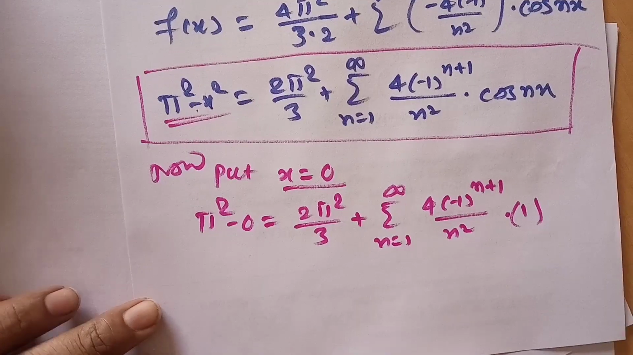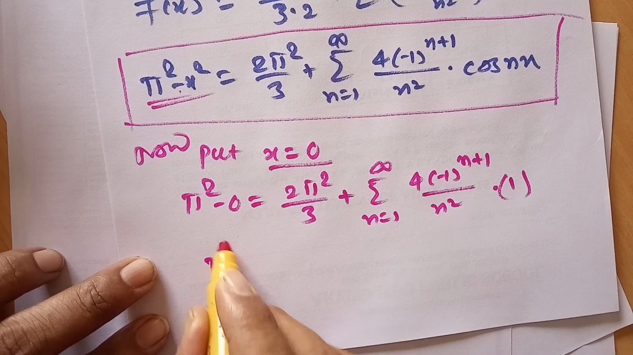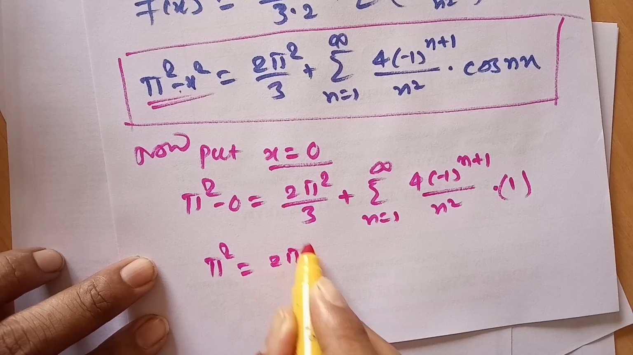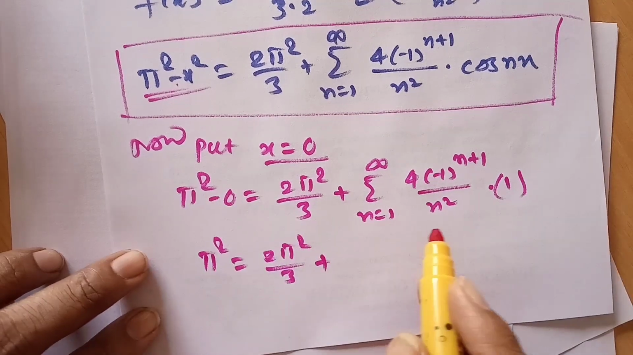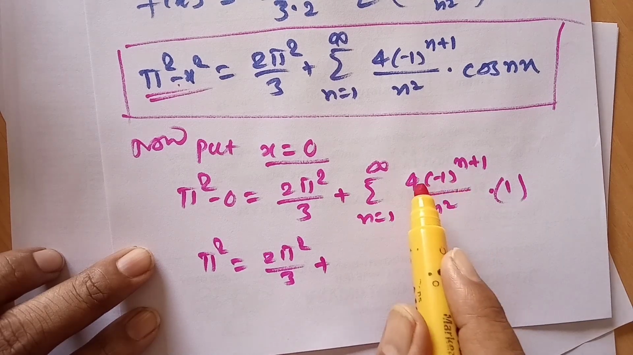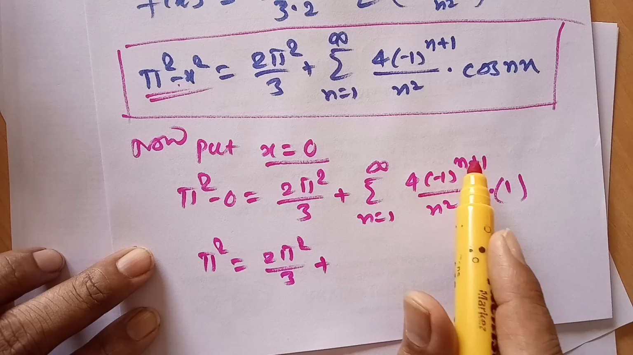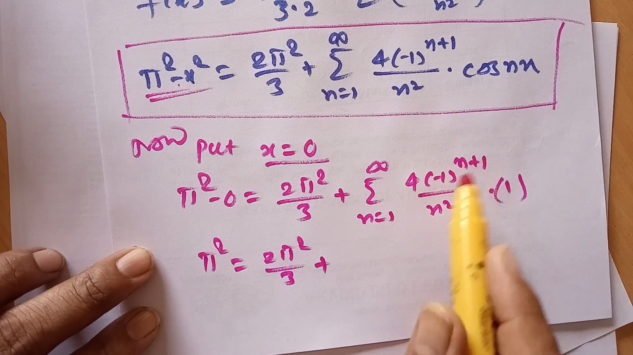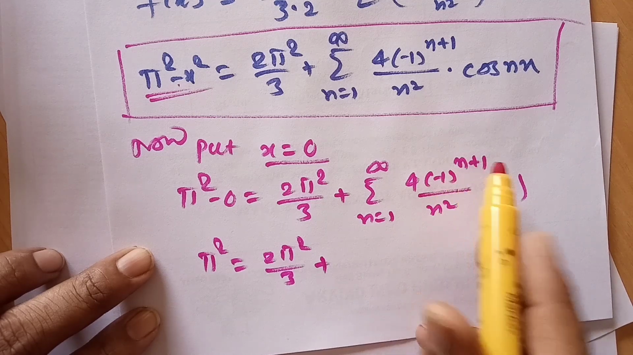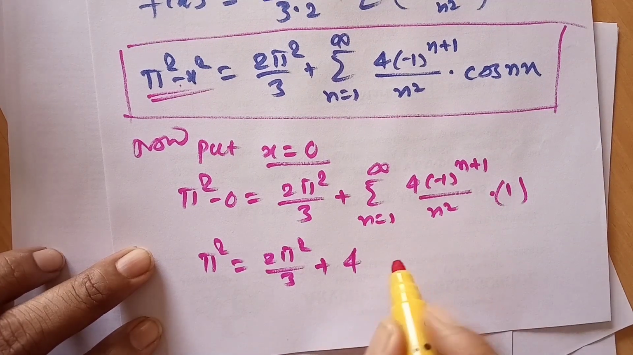We are getting this series. I will write now this series as pi square is equal to 2 pi square divided by 3 plus, now I will put n equal to 1. If I am putting n equal to 1, this becomes 4 into minus 1 raised to power n plus 1. n is 1, means 1 plus 1 is 2. Minus 1 raised to power 2 is plus 1, means we are getting 4 only.